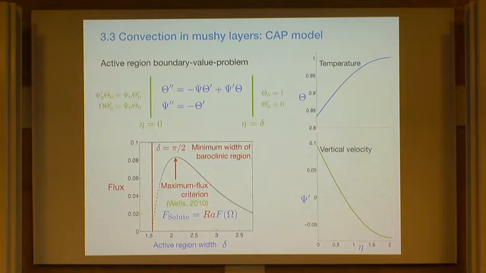Which way is the flux? The flux has a direction. So it's total flux downwards. Yeah, and it's positive downwards. So this is a positive flux of salt out of the mushy layer. The sign is always positive in this situation because of the density gradient being prescribed.